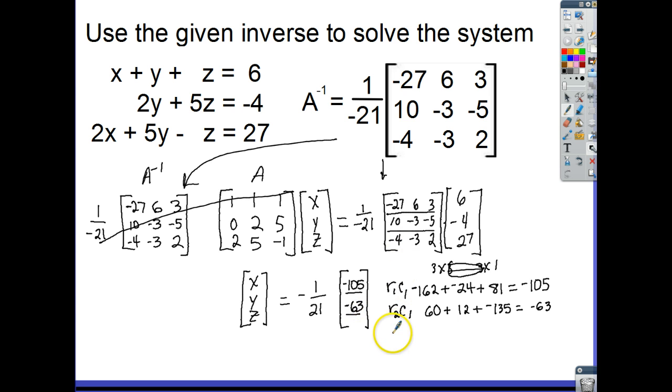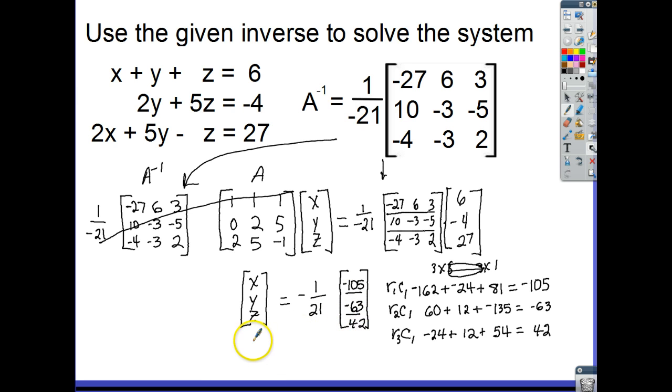Okay, and now we'll do row 3 times column 1 right here. All right, negative 4 times 6, negative 24, plus negative 3 times negative 4, positive 12, plus 2 times 27, 54. Add those up in the calculator, and that'll give us 42.